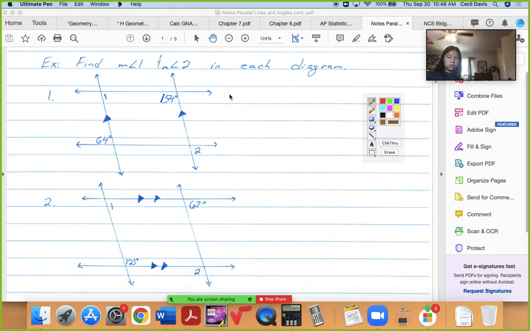Yes? Why can't it be both? Because it could be supplementary in relation to the 154 degrees, but congruent in relation to the 64 degrees. All right, well, let's talk about that first. Why can't it be both? Well, if it was congruent, this would be 64, and supplementary would be 26. Shoot. It can't be both.